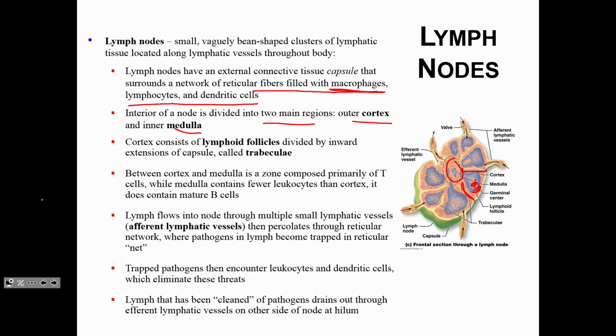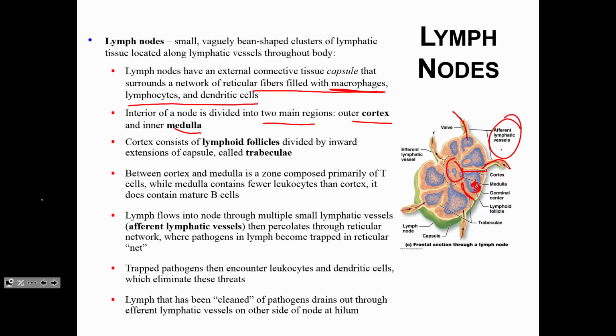The lymph flows into the node through afferent lymphatic vessels. Right here, these afferent lymphatic vessels, they're bringing the lymph, which is the fluid, into the node. Okay, then it percolates through all that reticular network where the pathogens basically become trapped in the net. The trapped pathogens then are going to come in contact with leukocytes and dendritic cells, which are going to eliminate those threats, basically going to engulf them, macrophage them, kill them, whatever they have to do.